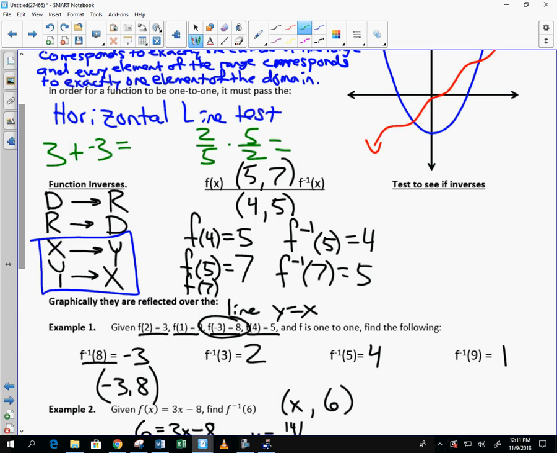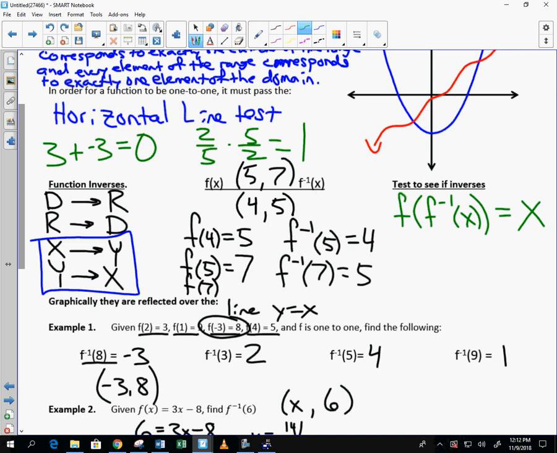Three plus -3 is what? That makes them inverses. 2/5 times 5/2 is 1. That makes them inverses. How do we test to see if functions are inverses? We use function composition. When did you learn about function composition? Yesterday. And just like addition produces 0 and multiplication produces 1, function composition has to produce something, and it produces x.